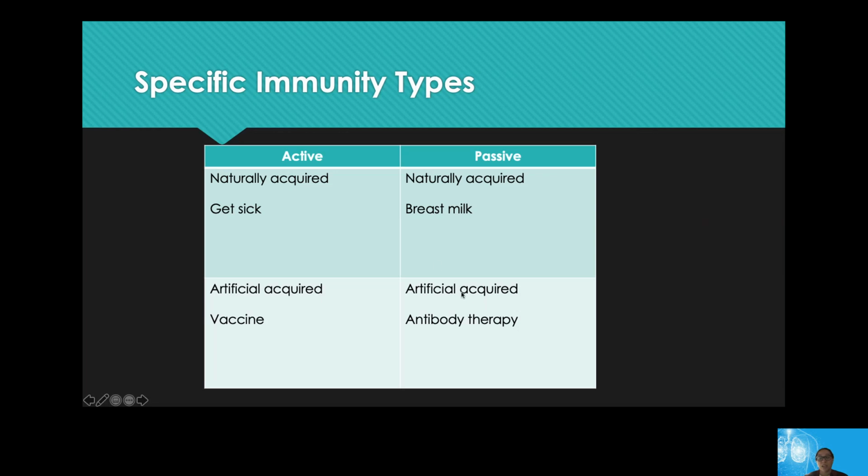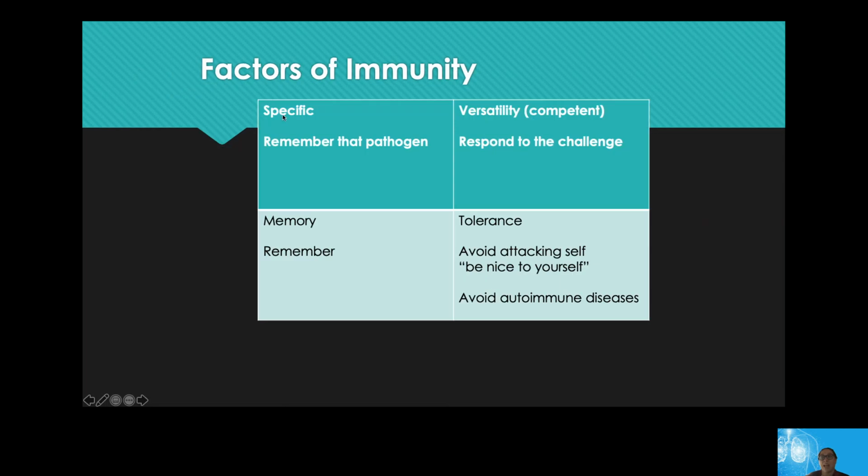On the other side, you can actually utilize antibodies in a form of passive artificial immunity when you do antibody therapy. And this can be done in different types of cancer treatment or viral treatment. Together, these types of immunity achieve immunity in a specific fashion. And specific immunity has to have these 4 factors to make an immunocompetent individual.